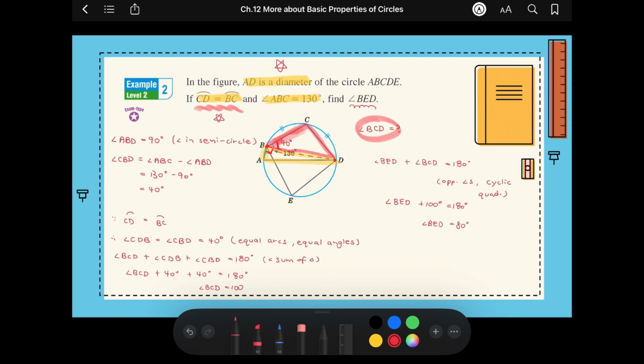Okay. So you can see that in these examples, we have used our opposite angle cyclic quadrilaterals, but we have also used what you have learned in the previous chapter as well. Okay. So then we will have to look at your exterior angles of a cyclic quadrilaterals. But before that, we will have a look at more questions on this first. So let's go to the worksheets.